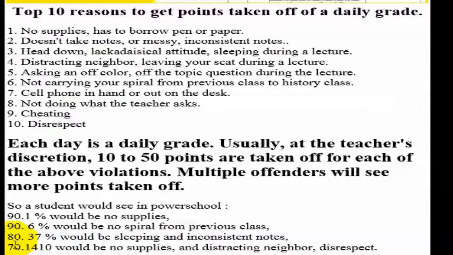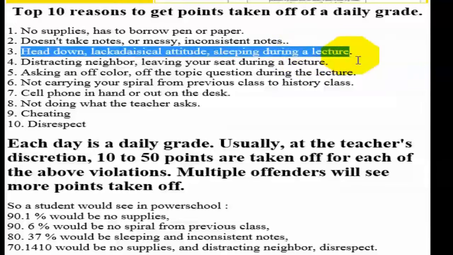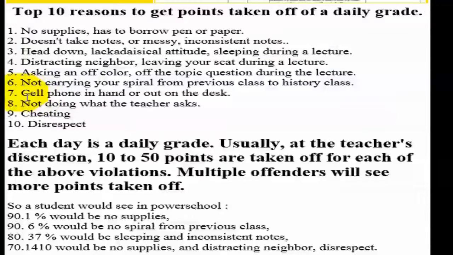Look at 80. It looks like you got two things taken off, 3 and 7. So 80.37 right there would be sleeping. Look at number 3 right there, head down, lackadaisical, sleeping. And then look at number 7, cell phone in hand or on the desk, means that you would be sleeping and have your cell phone out.